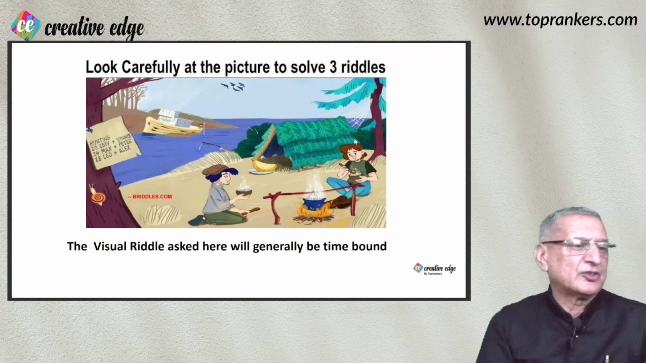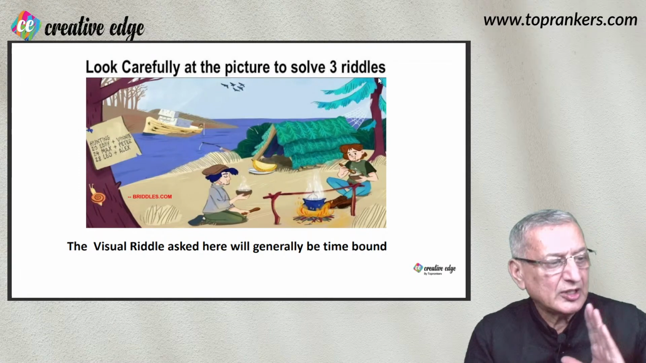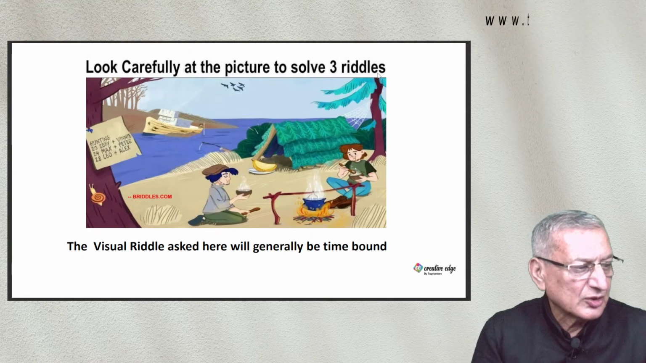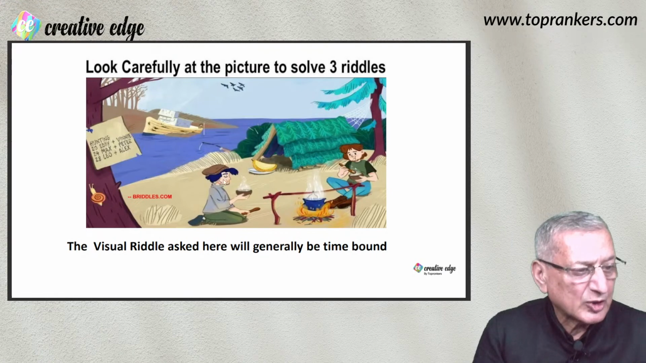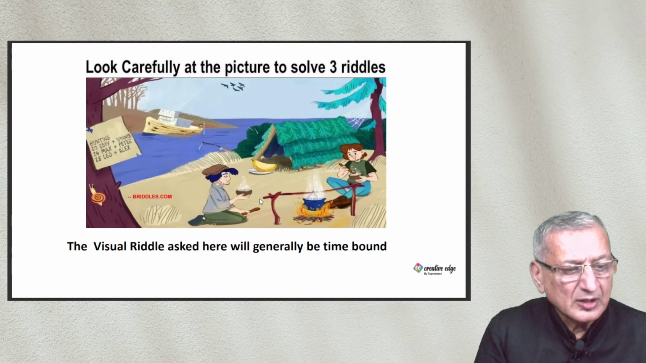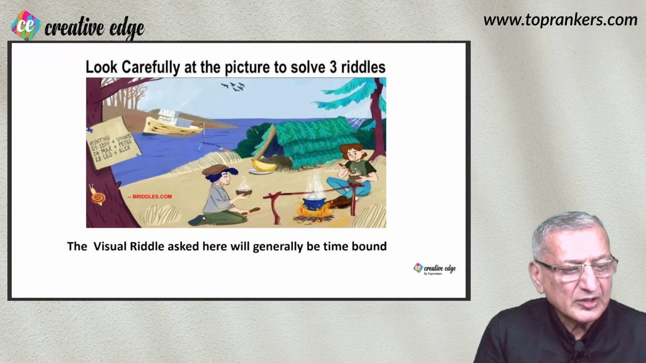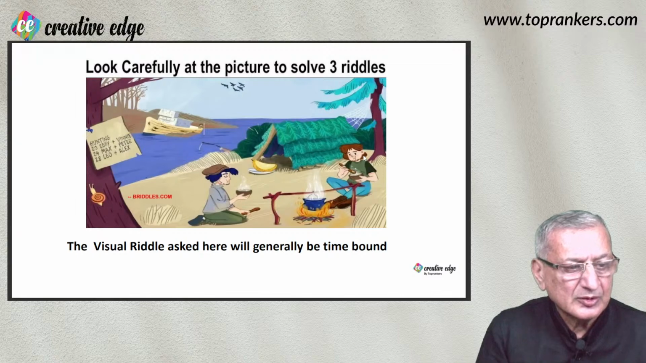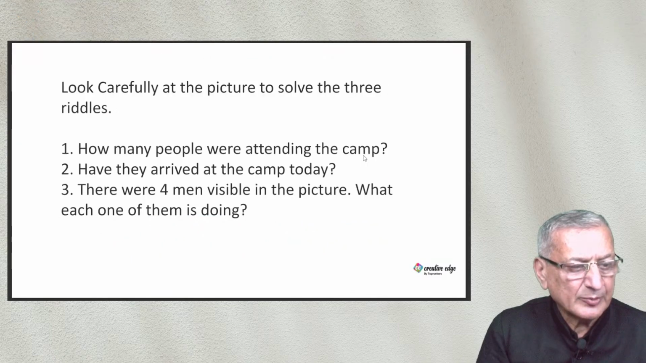Look carefully at the picture to solve three riddles. Now, here you have to only note down a few things. Look at the number of people, look at what they are doing, look at the condition of the tent, look at this. Is there a notice here? If you have noticed this, look at what is going on, what is happening here. Notice what they are doing. Is 30 seconds good enough? Now we attempt the question.